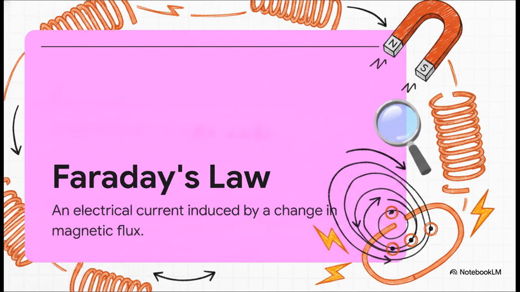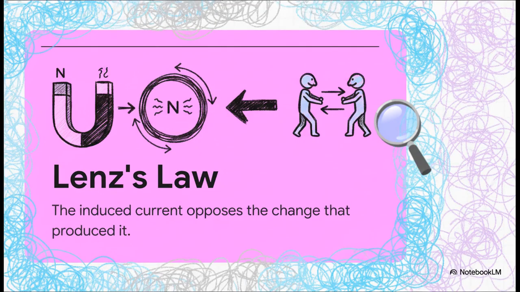No batteries are required for this. Just take a physical magnet, move it near a coil of wire, and boom. The physical motion of changing that magnetic environment creates electricity. Motion creates electricity. It's beautiful. But, of course, nature doesn't just give us free energy without a little bit of a fight. There is a catch, and it's beautifully summarized by Lenz's law.